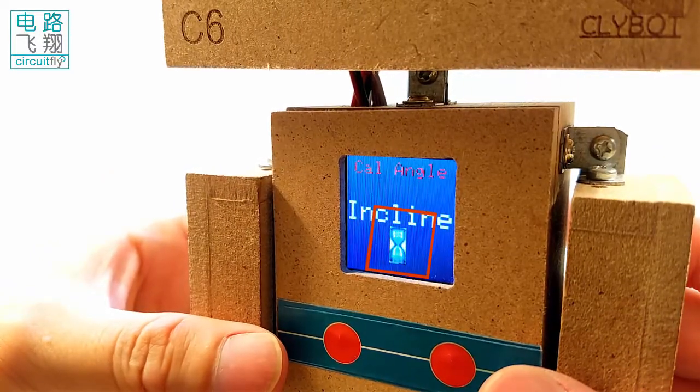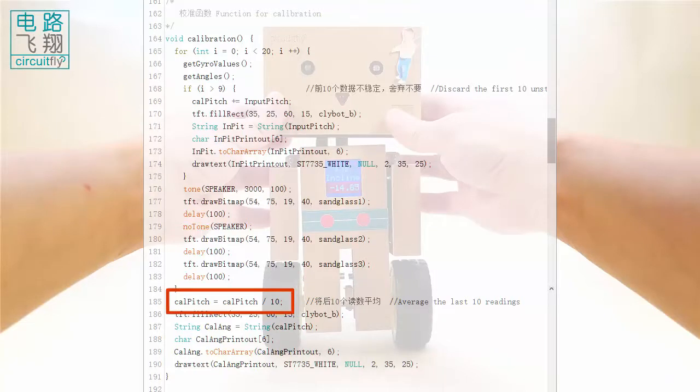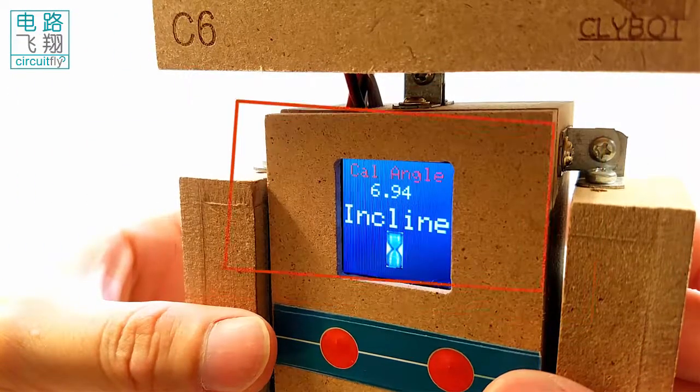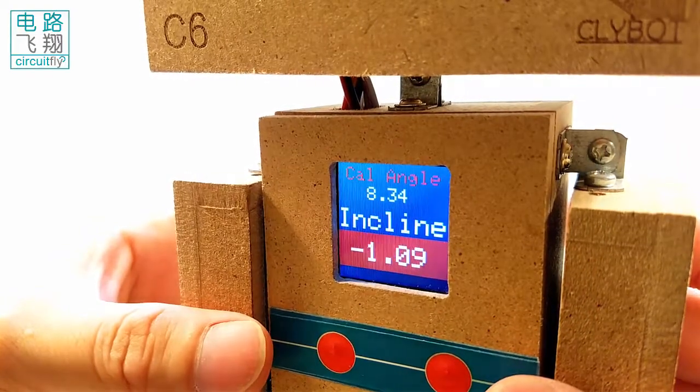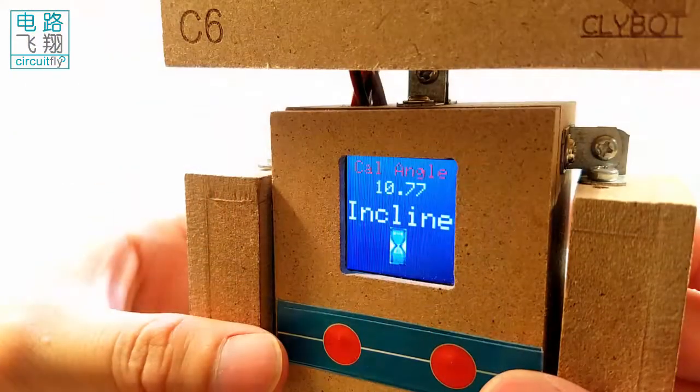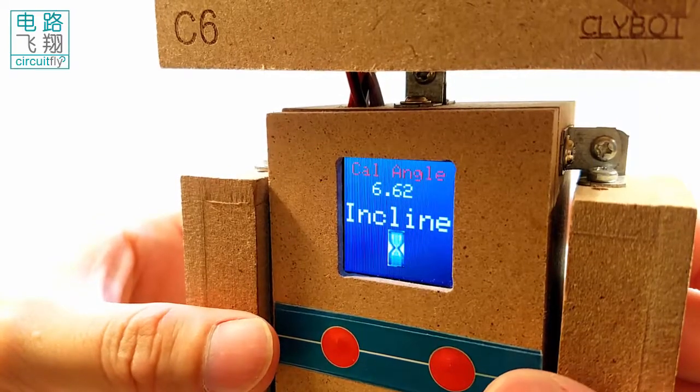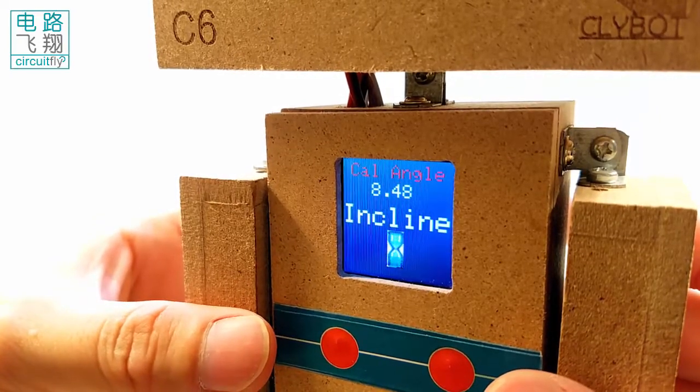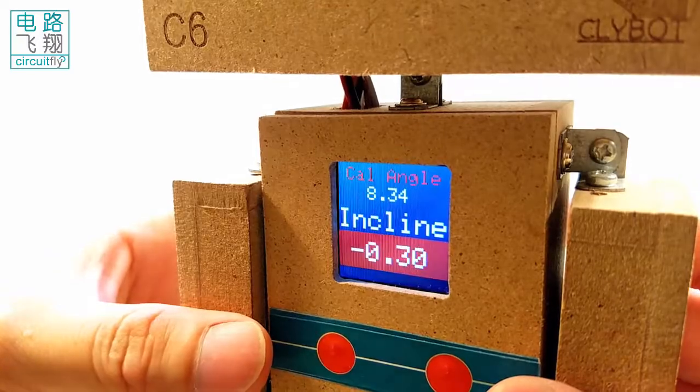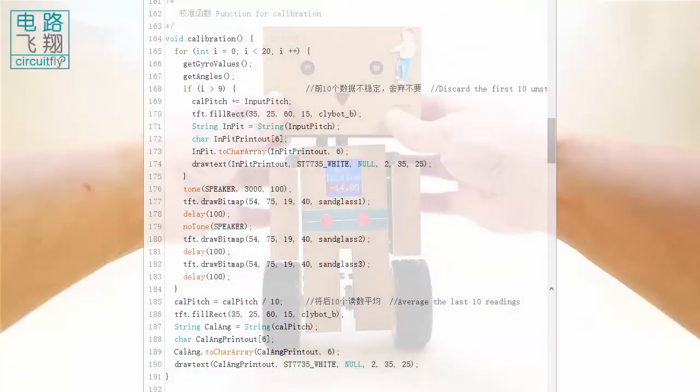After the sampling, cal pitch is divided by 10 to get the average initial pitch angle, and then shown on the LCD. Because our hands holding Clybot C6 will maintain the balance position constantly during the calibration, there is a slight variation of pitch between each sample. The averaging of 10 samples will produce an initial pitch angle which is close to the balance position. The initial pitch angle is stored in the cal pitch variable.